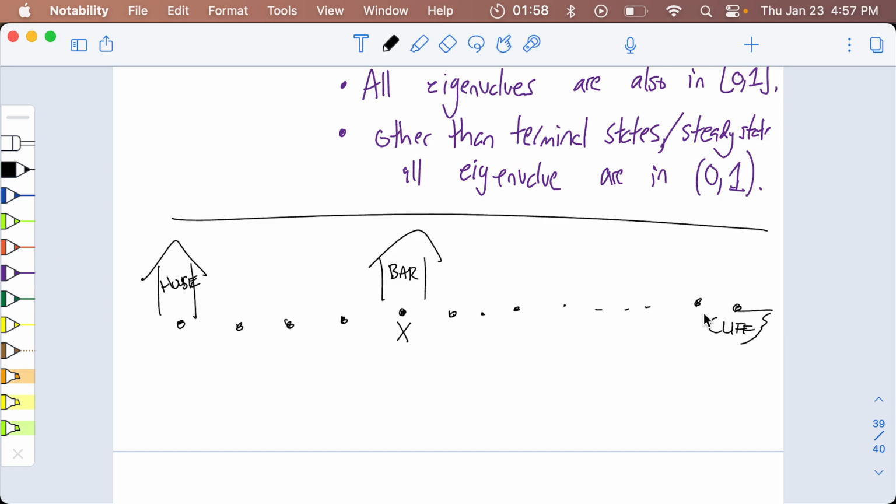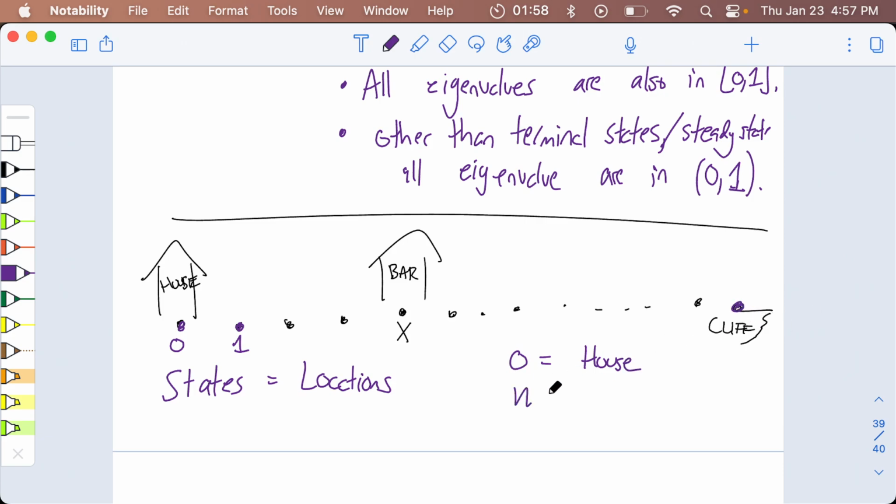We can figure this out as a Markov chain because you make the states. The states are the locations. So, there's location 0, there's location 1. So 0 could be the house. And the cliff could be all the way over here. Let's make n the cliff. Note that the number of states is n plus 1, and x init will be the bar. And you've got all the places in between.